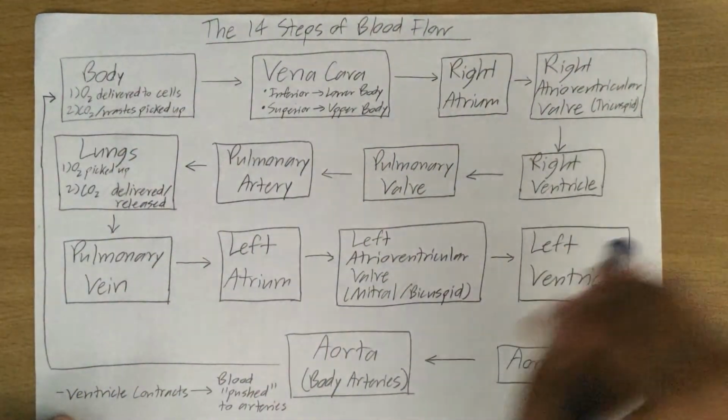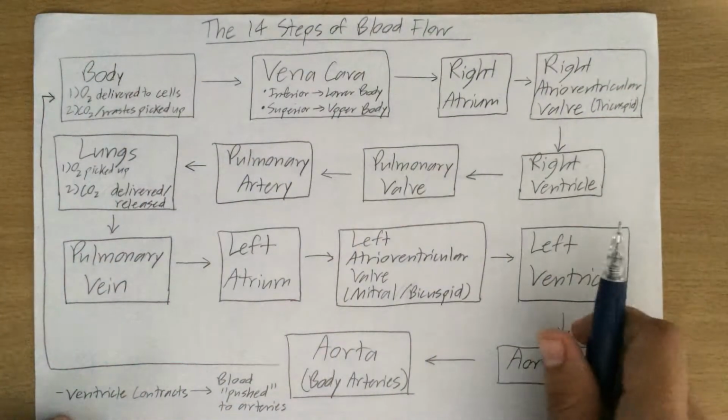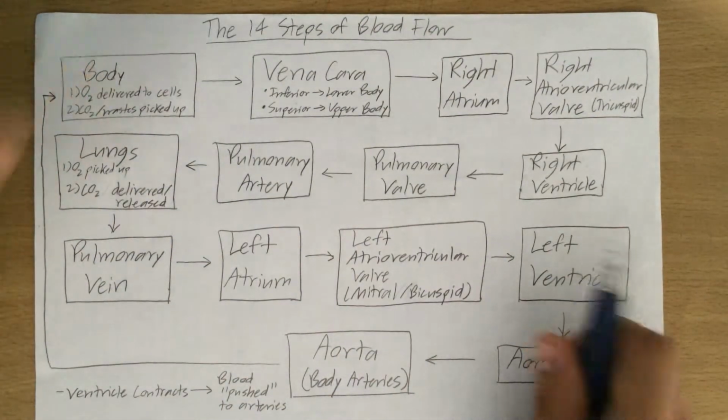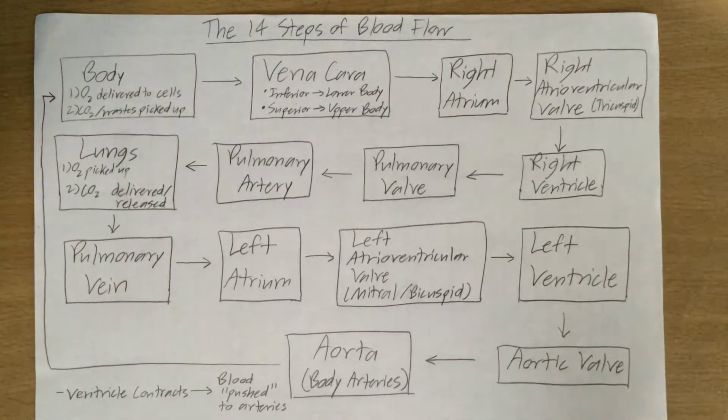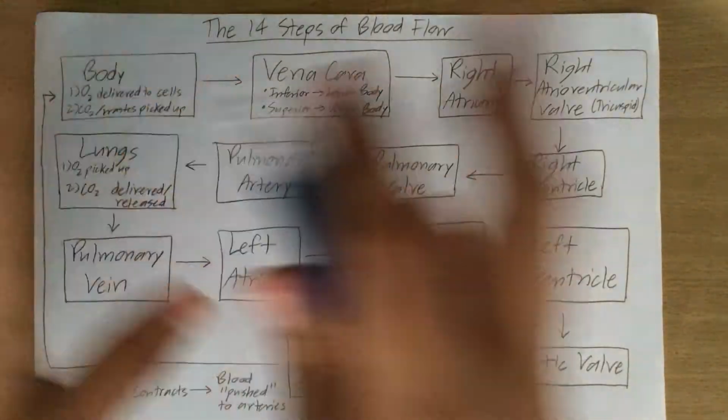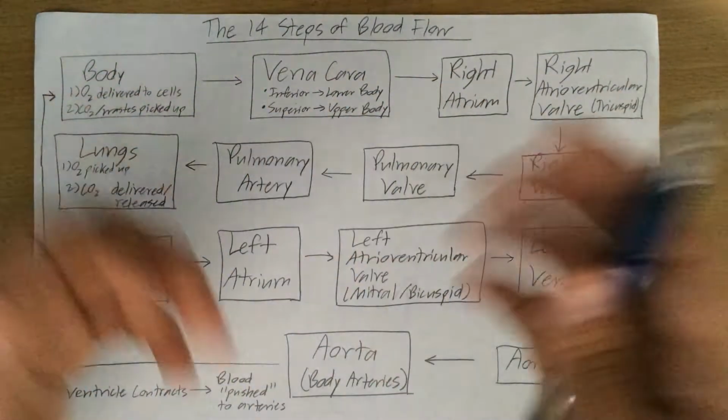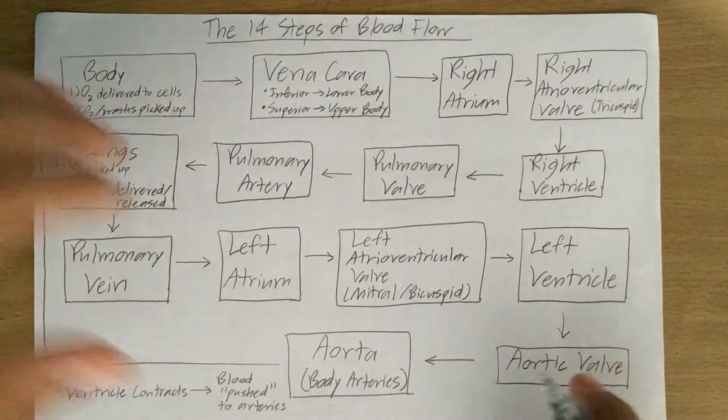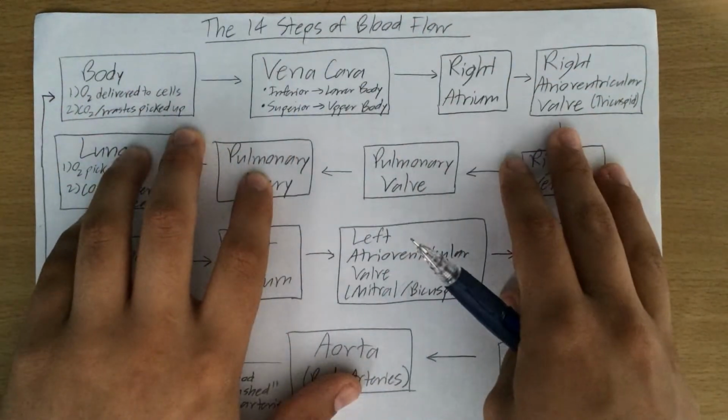Okay, so the first of the 14 steps, we're going to start with the body, okay? And the body can be defined as anything that's not the heart or the lungs, all right? So it's basically a pretty broad definition of the body, okay? Just don't include the heart, don't include the lungs. They're in their own category in the other steps, okay?